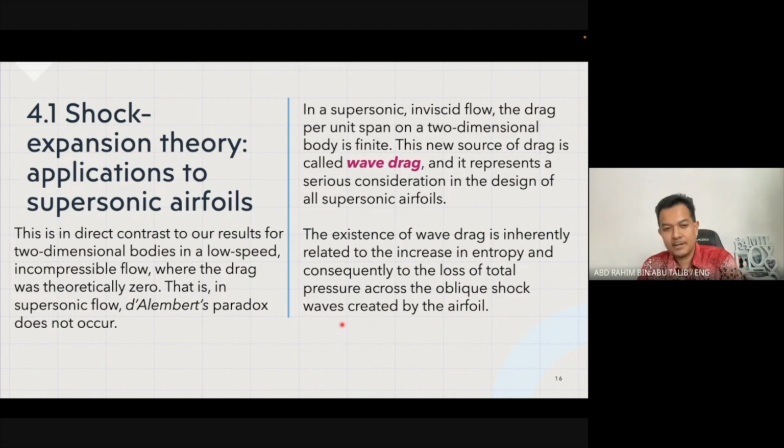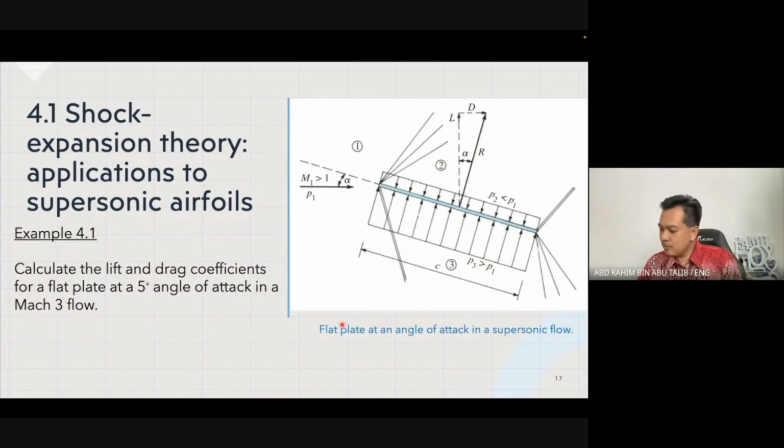All right. Let us now look into an example, example 4.1, based on the theory we have already looked at. For the past 20 minutes, we have looked at the theory of flow on a flat plate as well as flow on a diamond wedge airfoil.